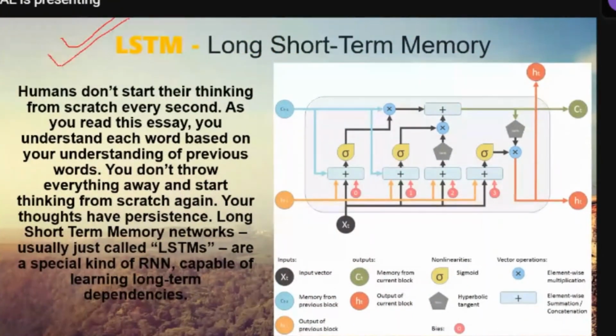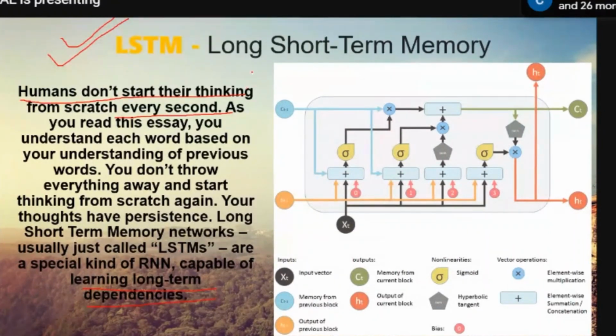So this is the good one. Now I will explain why it is a good one. Actually, humans do not start from scratch. As you read this essay, you understand each word based on your understanding of the previous words. If you read some essays or your book, you have to go through the previous words, what the words are saying. If you read a poem, you have to see what the author is trying to say. It is a special kind of recurrent neural network capable of learning long-term dependencies.